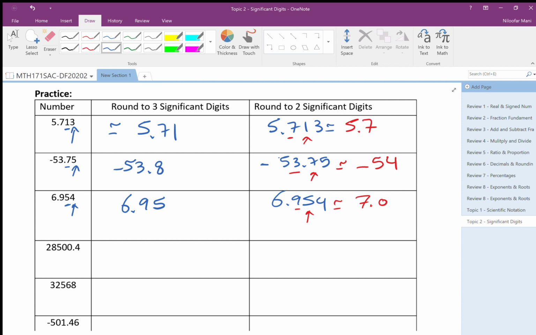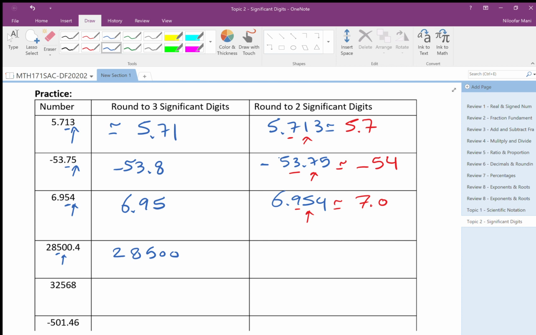Okay, so how about this? 28500.4. I underline the third. No, I changed the color. Maybe okay here. Yeah, I underline here, I check here, so it is 28500. Don't forget, you need these zeros. Although I underline 5 and I say I don't want to see anything after, because it's a placeholder, I have to have those zeros. Because I say 28,000, I still have to say 28,000.